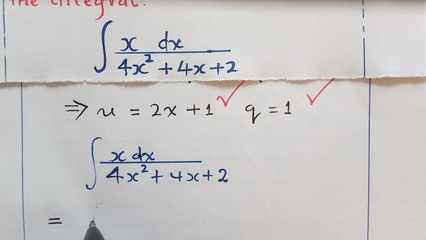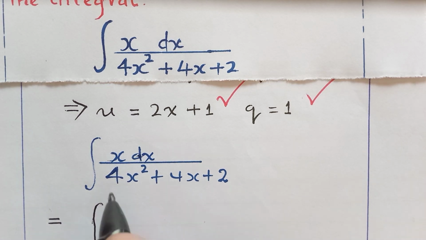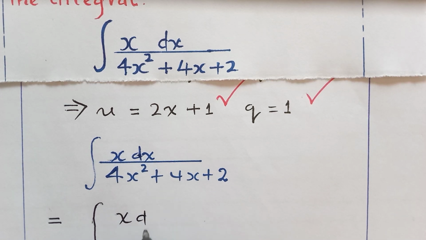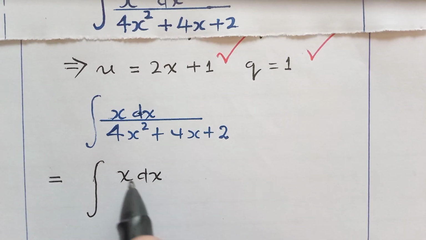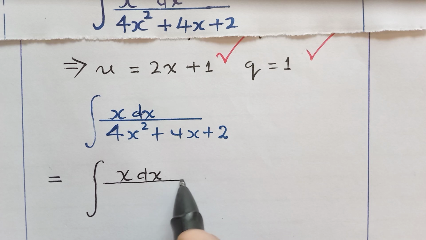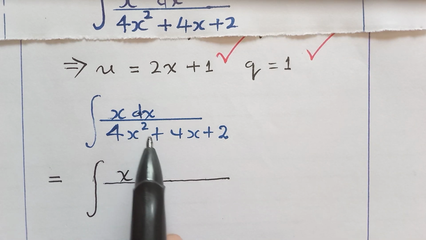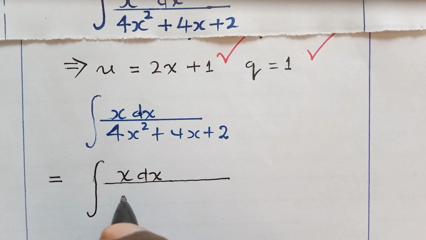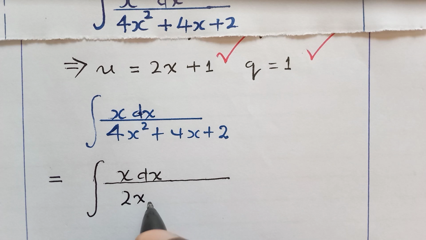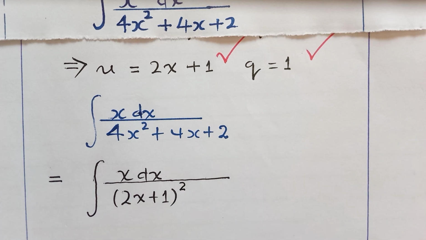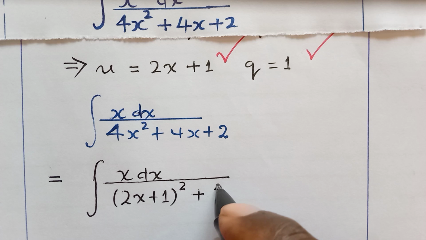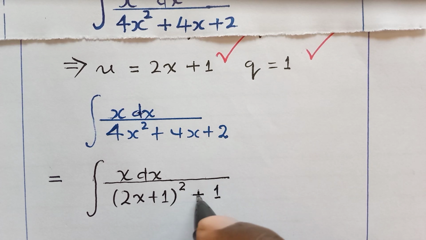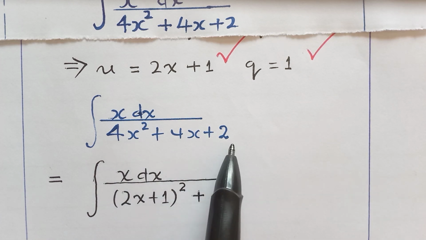This is now going to be the integral of x dx all over, instead of writing 4x squared plus 4x plus 2, we write it in terms of u and q. This is going to be 2x plus 1, squared, and then plus q, which is now 1. You can try and do this and see whether you get this.